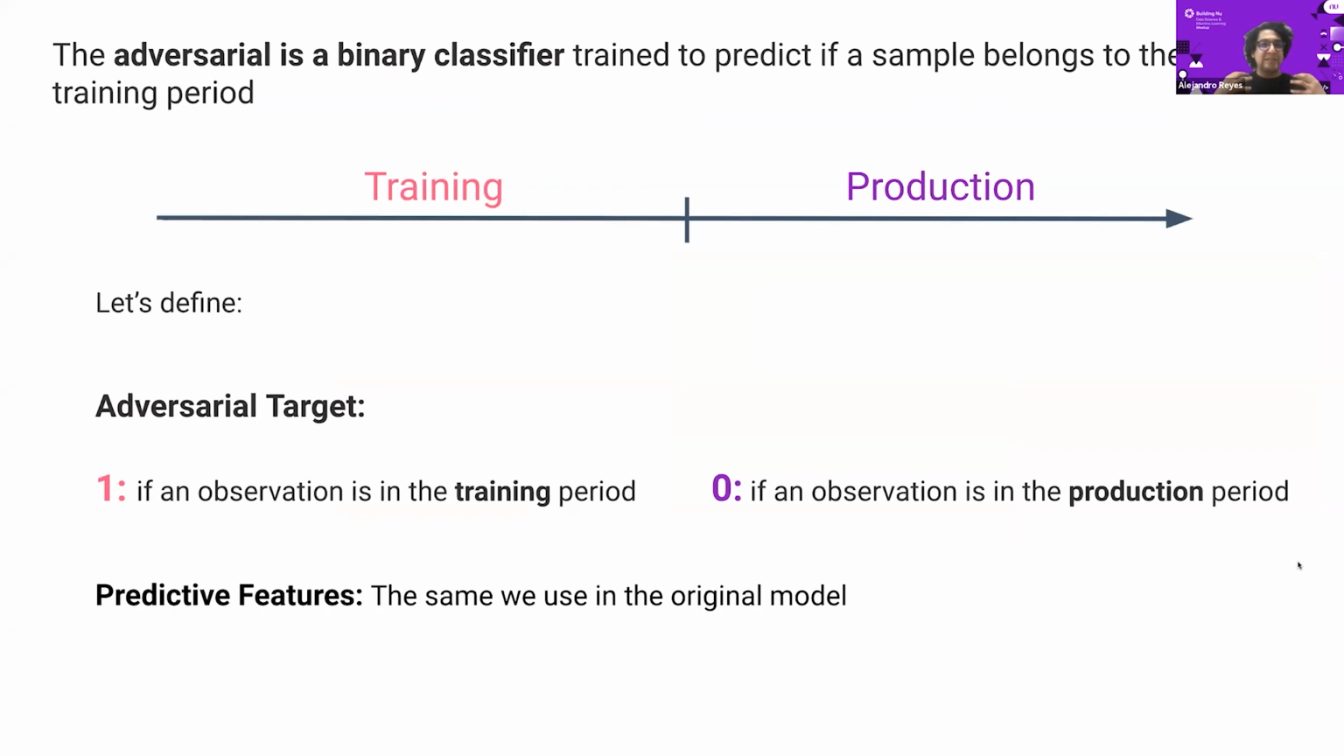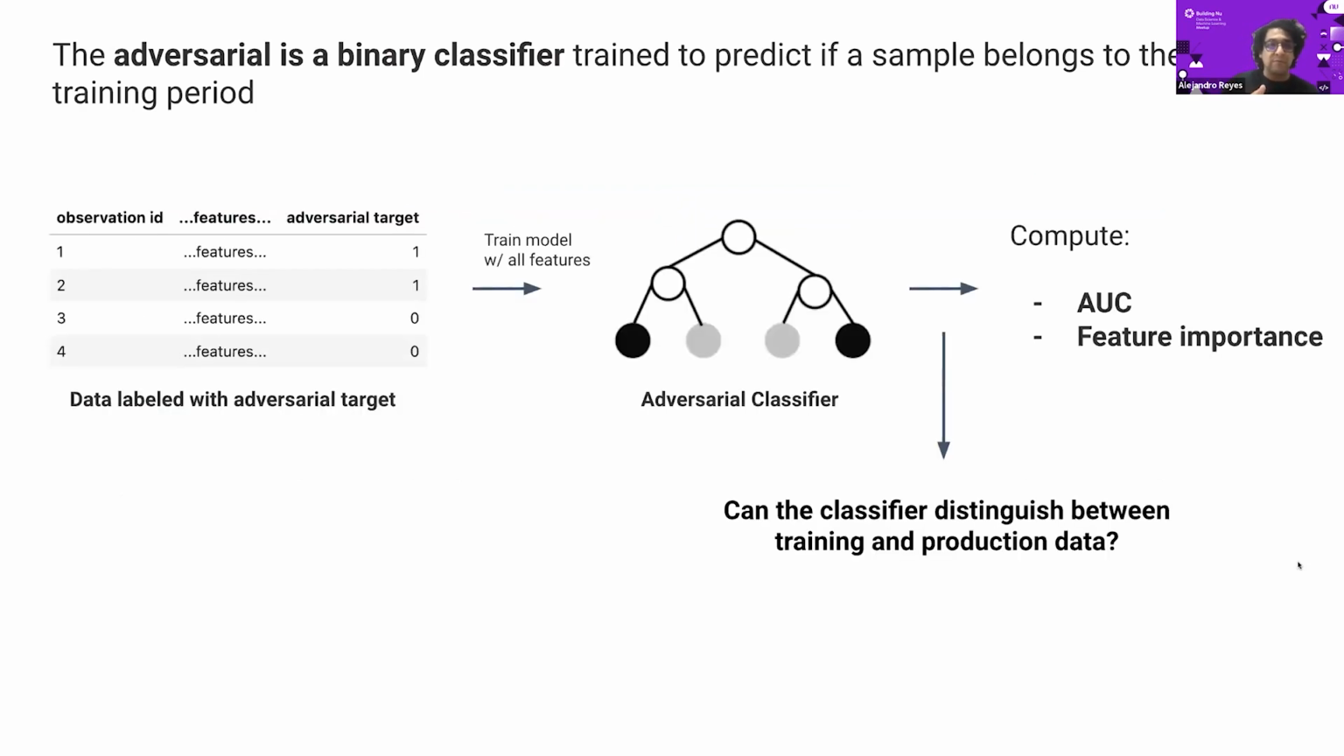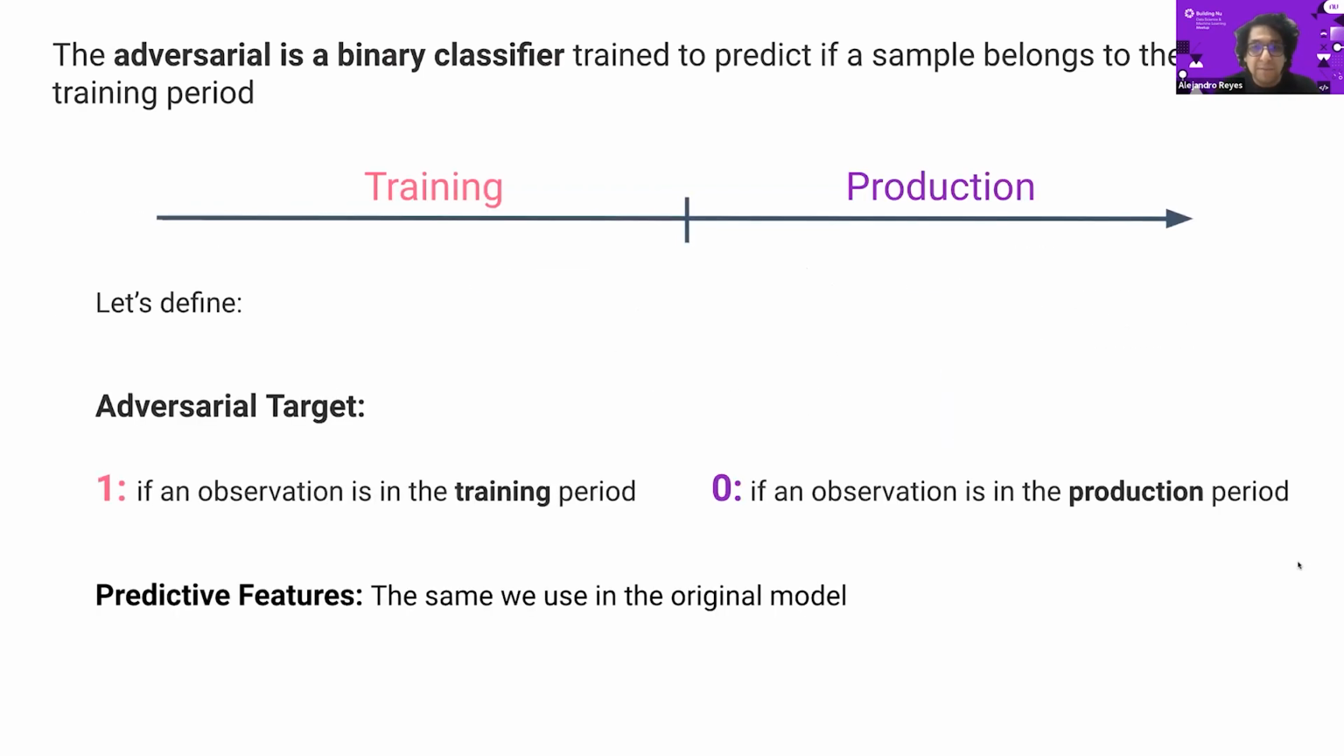So what is the adversarial methodology? The adversarial methodology is a binary classifier trained to predict if a sample belongs to the training period. In order to construct this classifier, let's first define the adversarial target. We're going to label as 1 if an observation is in the training period, and as 0 if an observation belongs to the production period. Now, the predictor features that we're going to use in this classifier are the same that we use in the original model. Okay, so let's train our classifier.